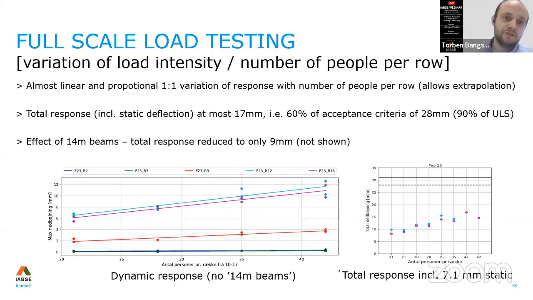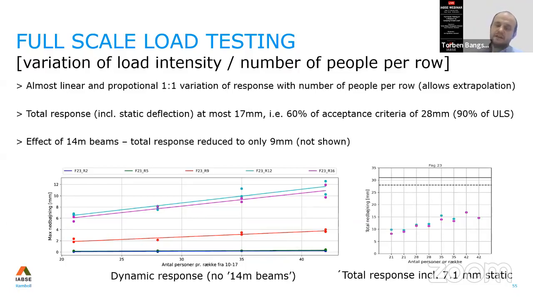We were able to vary the load intensity, that's the number of people per row, and see that there was a pretty much one-to-one scaling between the number of people on each row and the response. And we got a dynamic response of only 12 millimeters in the most heavily loaded rows, where we did not have these 14 meter long beams. We had less where we had those. Adding the static deflections, that meant that we had around 17 millimeters of total deflection, or just 60% of the acceptance criteria. And where we had the 14 meter long beams in central elements, we had less.